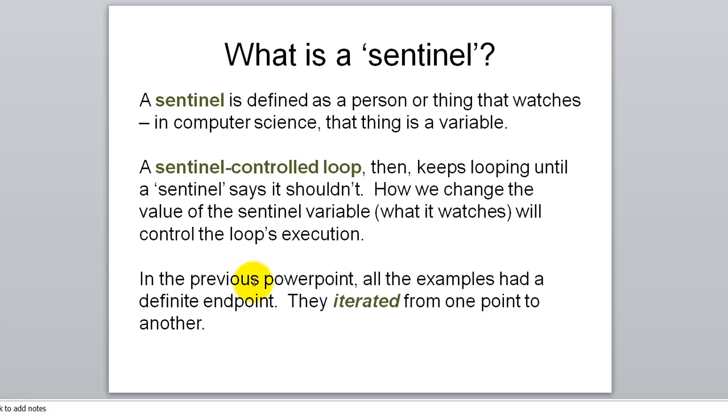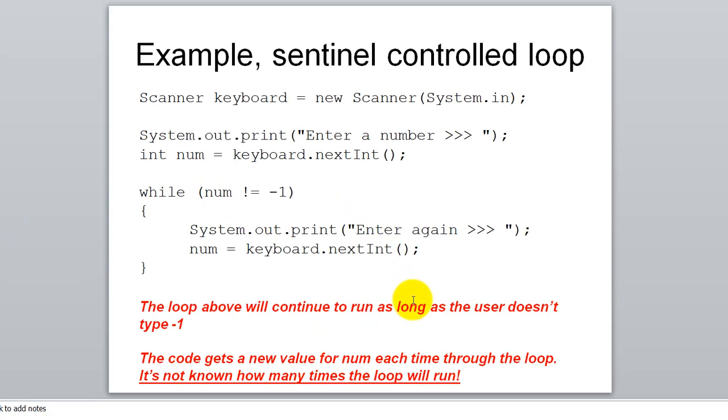So in all of our previous versions of loops, we had a definite endpoint. The loop was going to iterate from one point to another, and you knew exactly how many times that loop was going to run. With a sentinel, you don't necessarily know how many times the loop is going to run, but the sentinel is going to let you know whenever it should stop running. Here's an example of that idea.